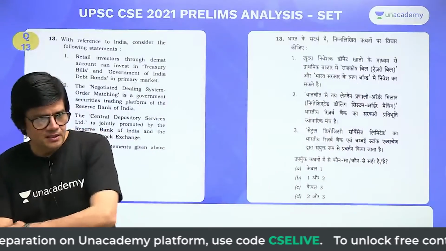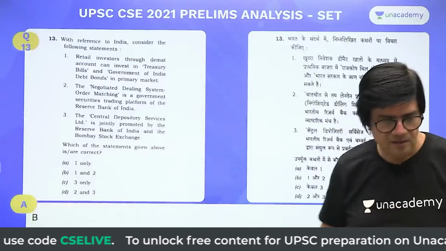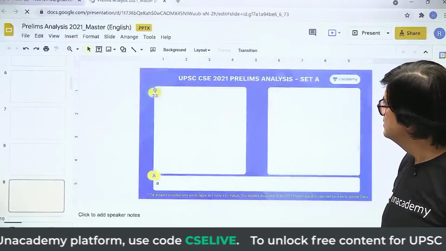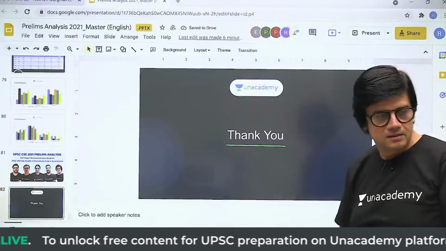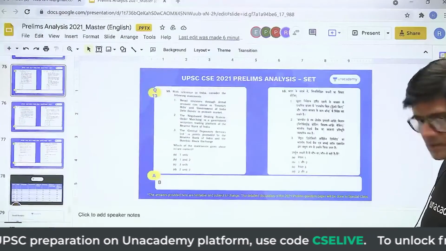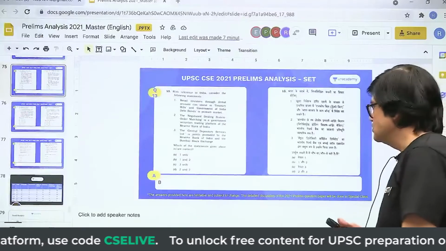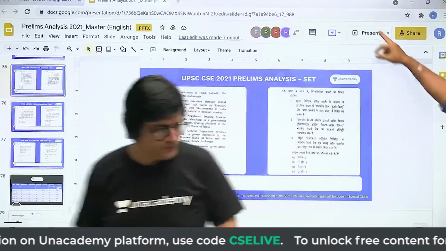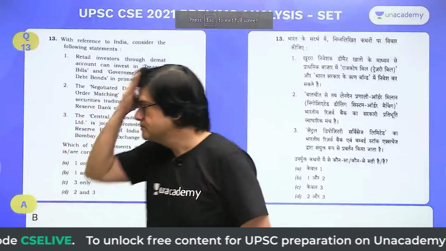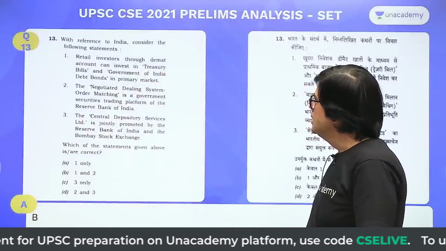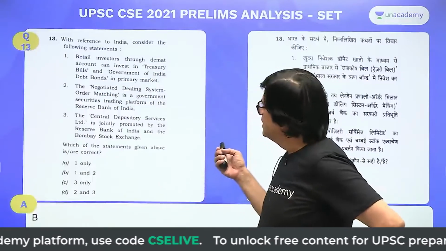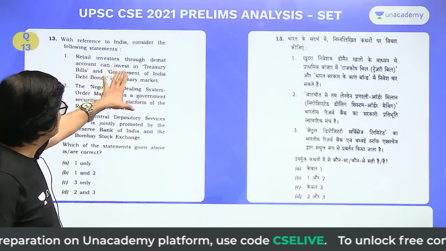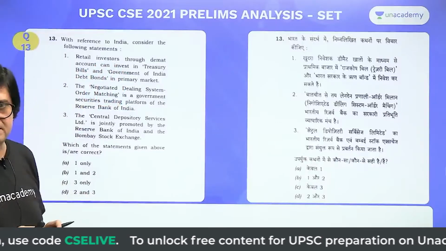Now of late, so yeah, we are talking of question number 13. Now of late, even small investors can invest, the retail investors through demat account can invest in treasury bills, right.